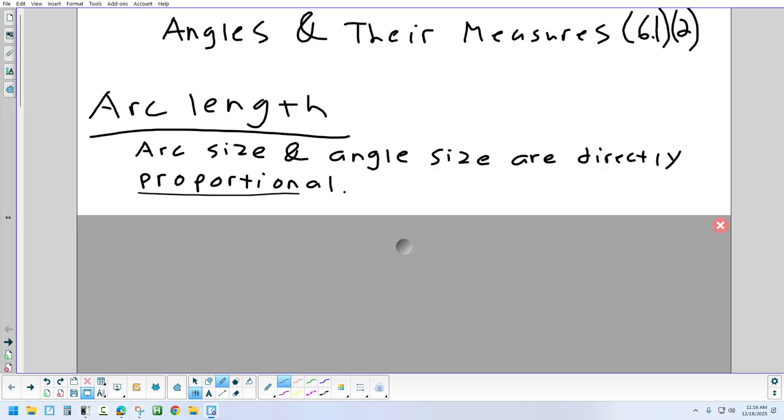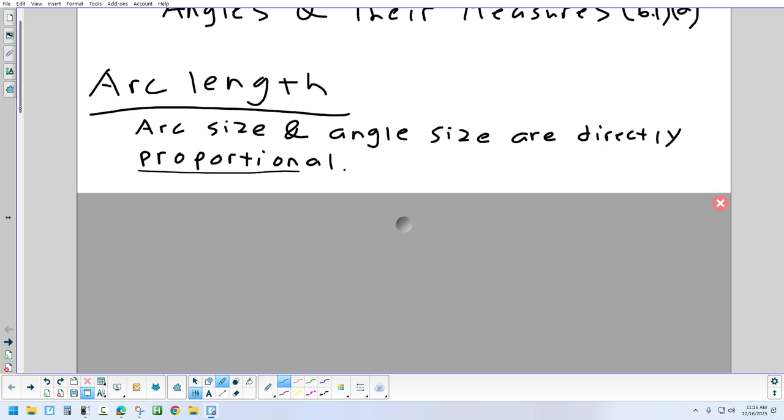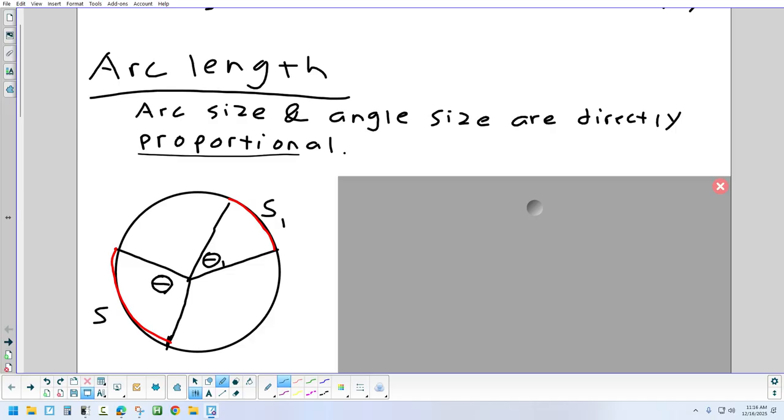Because they are proportional, that means when I set up my formula to figure it out, I can set up a proportion. Okay? You can only use a proportion if two things are proportional, and arc size and angle size are. Okay, so I'm going to draw another diagram. And inside that diagram, I've drawn two arcs and two angles. I've labeled each angle with Greek letters. And what's the name of the Greek letter? Theta. So I've drawn angle theta, and that corresponds to arc S. And then angle theta 1 corresponds to arc S1.